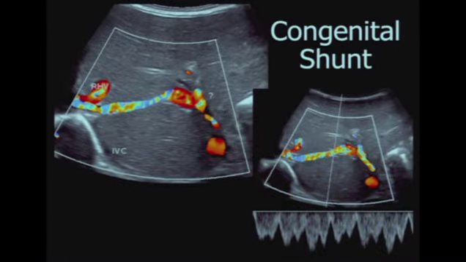Doppler is very good for looking for the occasional congenital shunt. Here you can see hepatic vein coming right into the portal vein. These are not very common, but they can cause some failure or even encephalopathy.